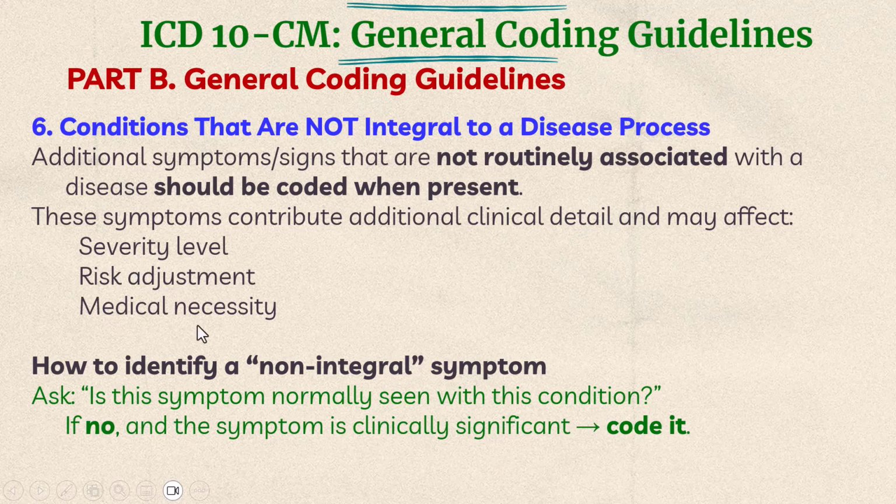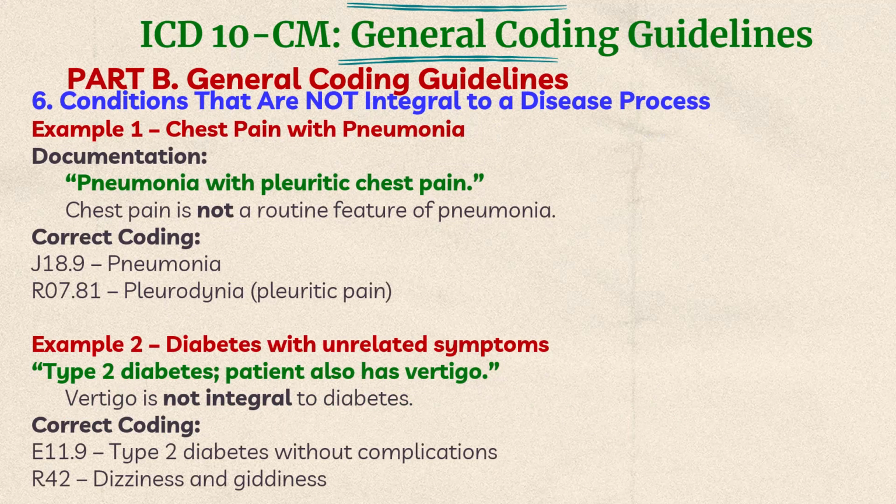So how to identify a non-integral symptom? Ask yourself, is this symptom normally seen with this condition? If no, and the symptom is clinically significant, you have to code it. So let's see some examples. Example 1, chest pain with pneumonia. The documentation says pneumonia with pleuritic chest pain. So here chest pain is not a routine feature of pneumonia. So the correct coding will be, first you have to code for the pneumonia, that is J18.9. Then you have to code for the pleuritic chest pain, that is R07.81, that is pleurodynia, meaning pleuritic pain.